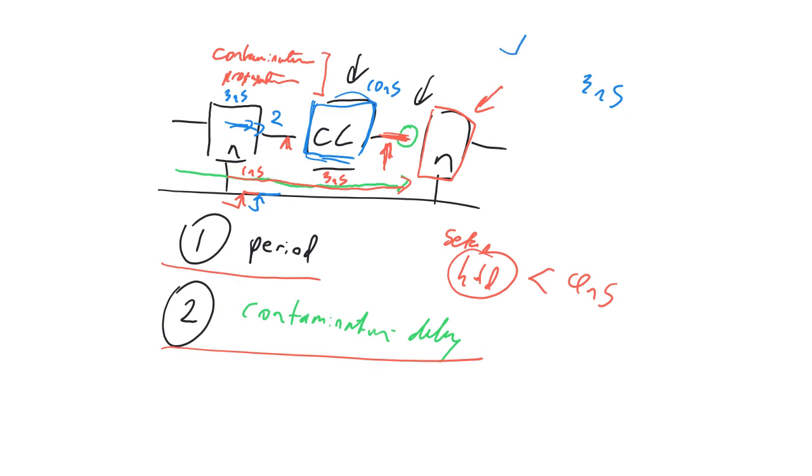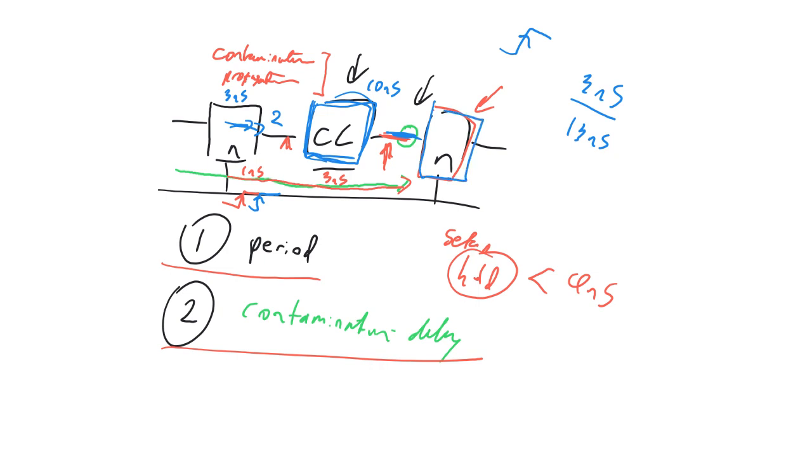So there's a rising edge of the clock. 3 nanoseconds later, the input to the combinational logic is correct. So another 10 nanoseconds later, in other words, at 13 nanoseconds after the rising edge of the clock, this output is going to be correct.